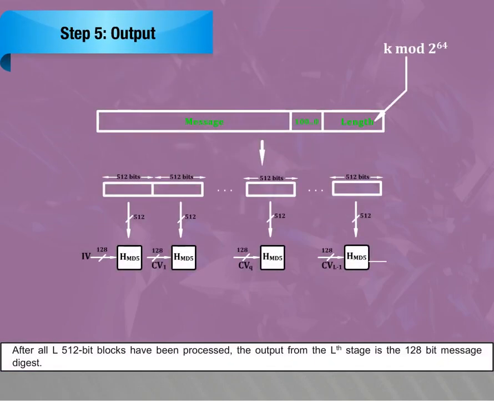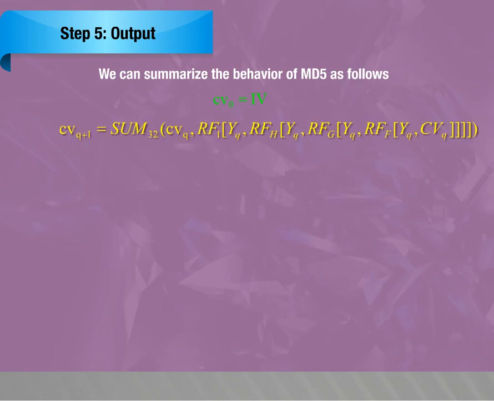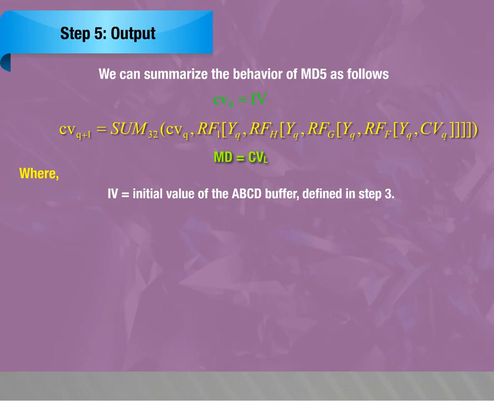Step 5. Output. After all L 512-bit blocks have been processed, the output from the Lth stage is the 128-bit message digest. We can summarize the behavior of MD5 as follows. CV0 is equal to IV. CVq plus 1 is equal to sum 32 of CVq, RFI of Yq, RFH of Yq, RFG of Yq, RFF of Yq, CVq. MD is equal to CVL, where IV is equal to the initial value of the ABCD buffer defined in step 3.